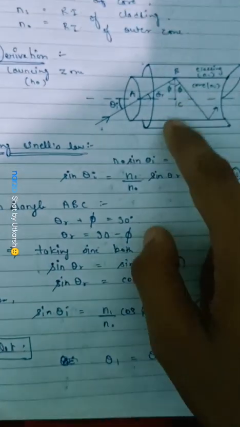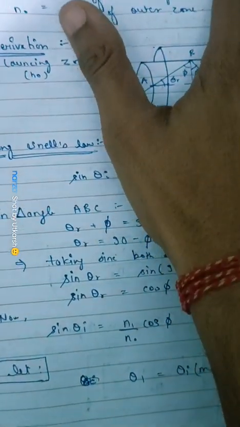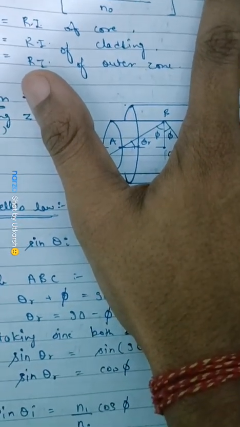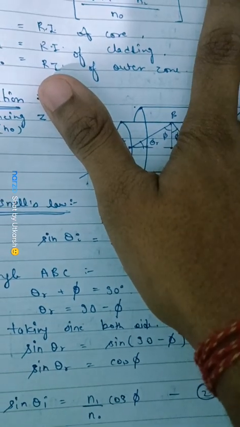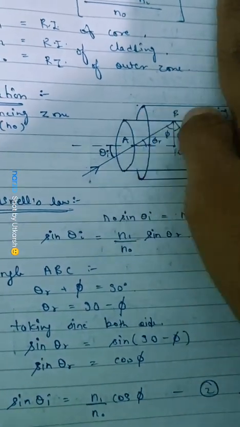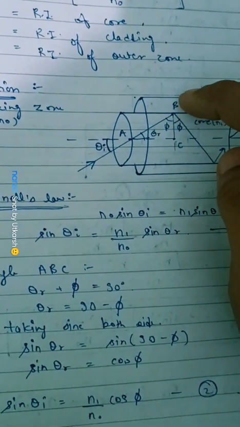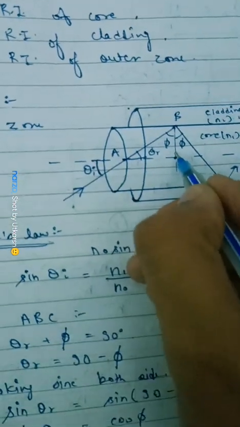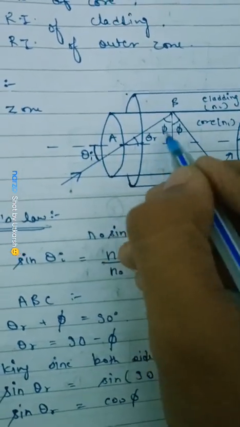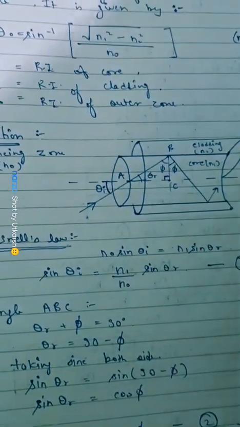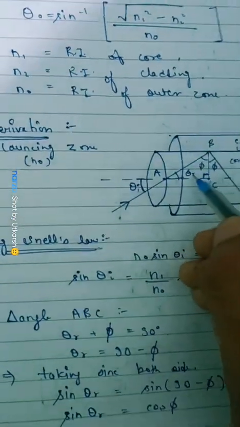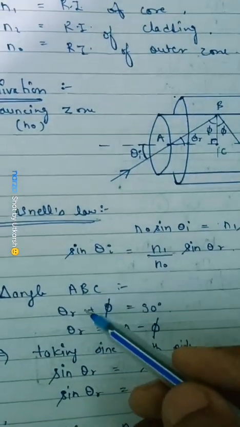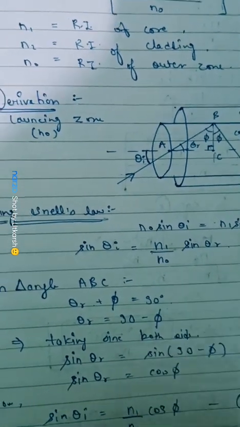Now we are considering triangle ABC. Can you see it? In this triangle we can use the triangle's property: theta r plus theta equals 90 degrees. We are considering that this is 90 degrees, and the sum of all angles in a triangle is 180 degrees. So phi plus theta r plus 90 degrees equals 180 degrees, that is theta r plus phi equals 90 degrees.